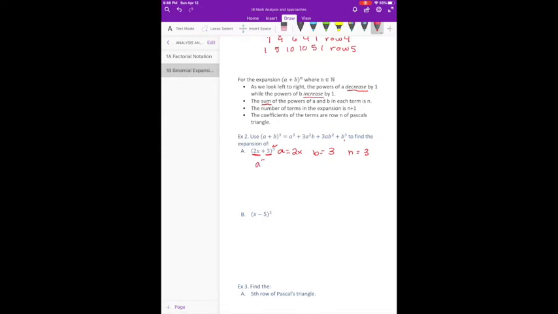So if a is 2x and b is 3, we're going to plug that into a cubed plus 3a squared b plus 3ab squared plus b cubed. But I'm going to replace a with 2x, and I'm going to replace b with 3.